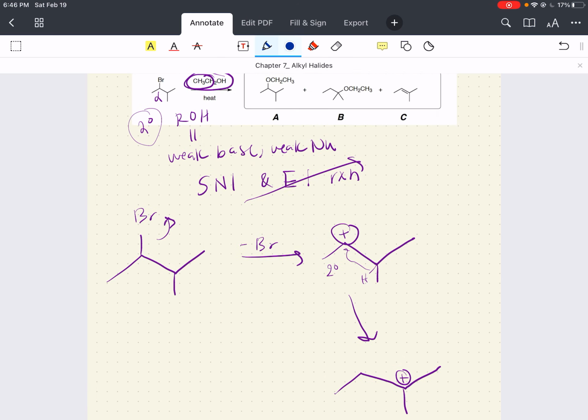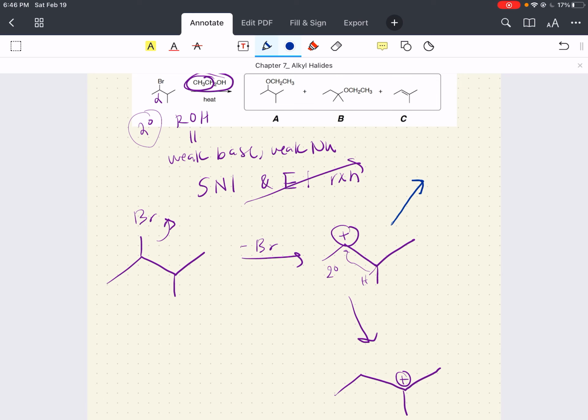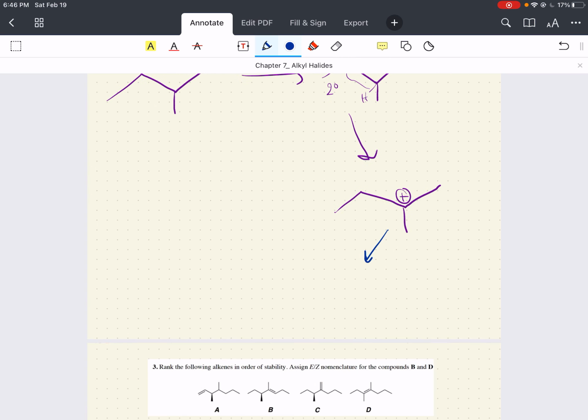Your ROH group can react over here at the secondary position to give us a product that looks like this, minus the hydrogen whenever you're drawing this, right? OCH2CH3. And it can also react at the tertiary location to give you this product right here.